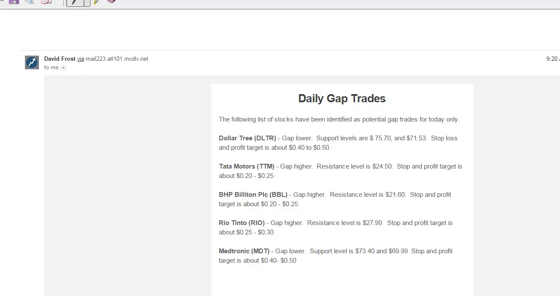Whether it's a gap higher or a gap lower, we know there's a high probability that we're going to have a price reaction off that level. So as you can see, Medtronic, the last one on the list, says gap lower, support level is $73.40, and then we had a secondary level if the stock should have traded lower. Stop and profit target is about 40 to 50 cents.